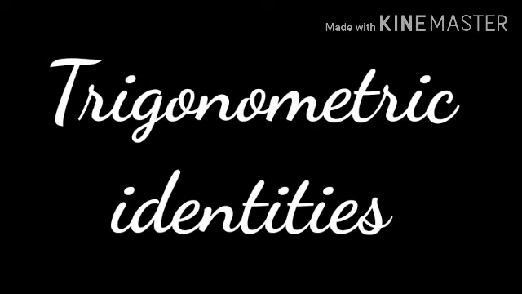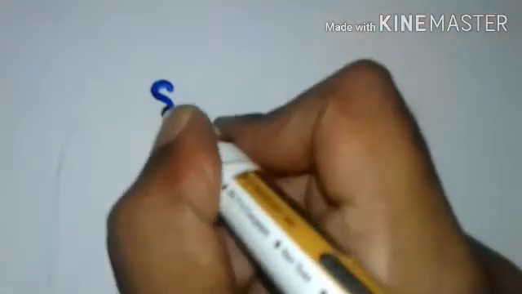So in this video I'm going to show you how to remember certain trigonometric identities which are very important, and what are the formulas that you need to know and how to derive all the formulas and identities from the formulas that you already know. Begin. So you know this formula, right?